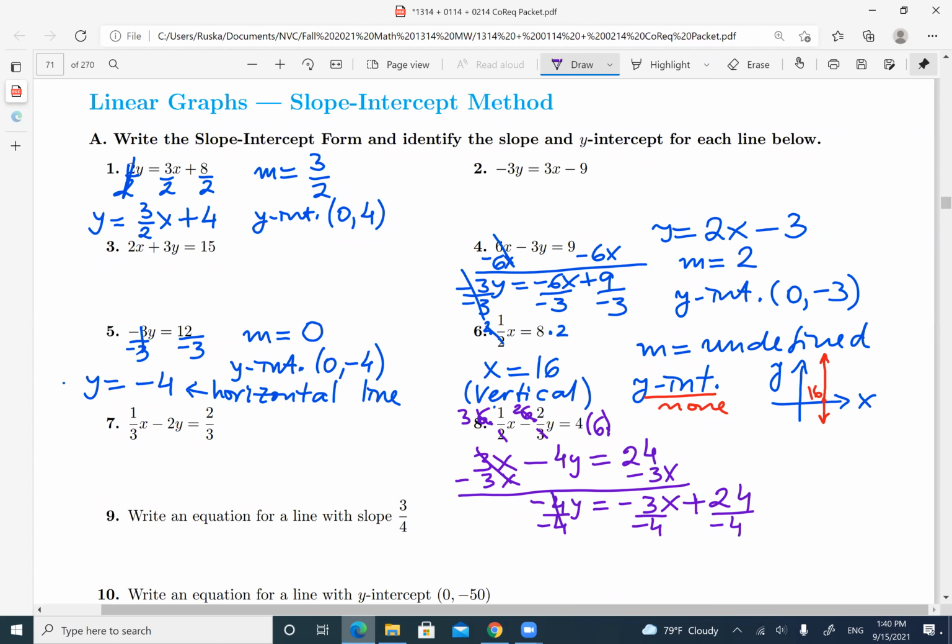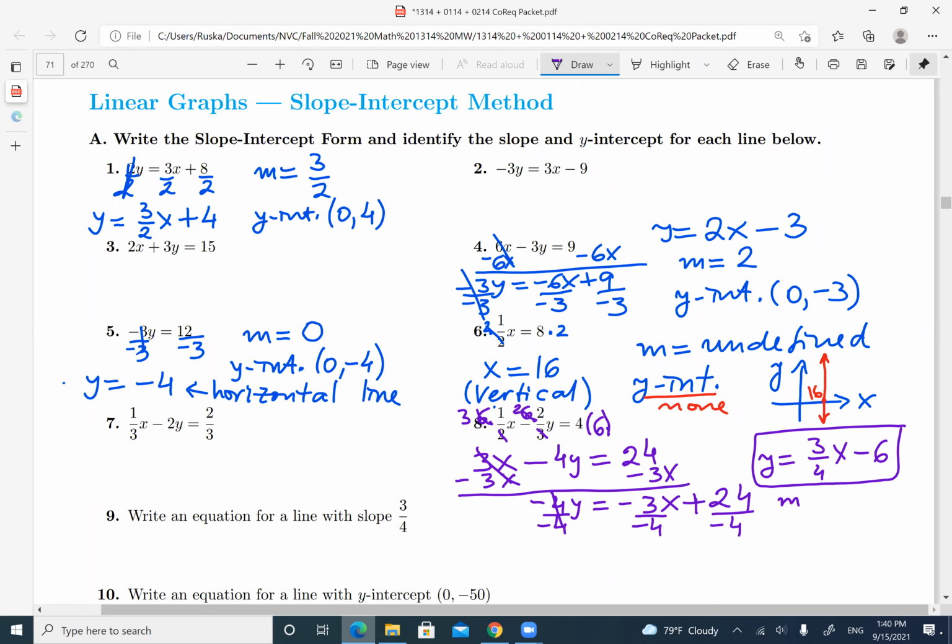So what do we get? y equals negative over negative is going to be positive 3/4x. And then positive and negative give me negative 6. So this is the equation of the line in slope-intercept form.